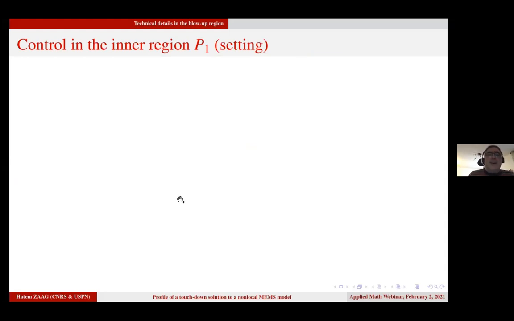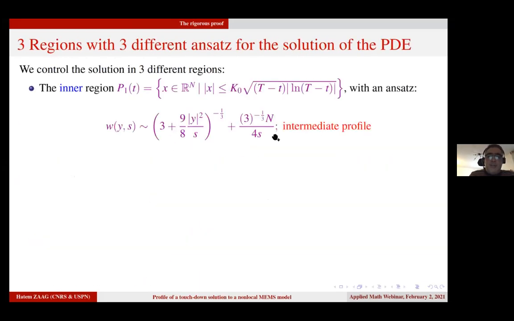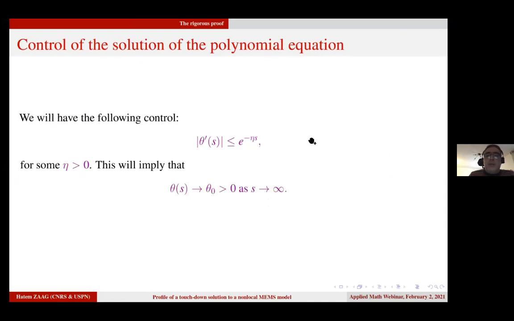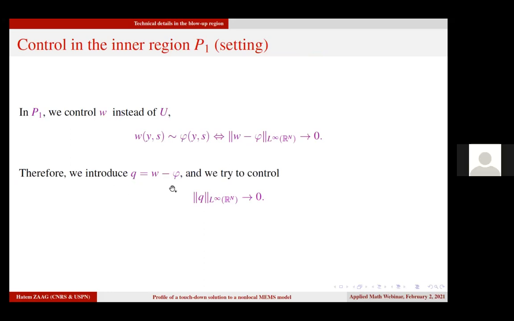Thank you. So I will start with the control in the inner region. I will only do the control in the inner region. We want W to be close to phi. This is phi. So what to do? Simply linearize around phi. Introduce Q, which is W minus phi, and now we would like to have Q go to 0. This is our aim.